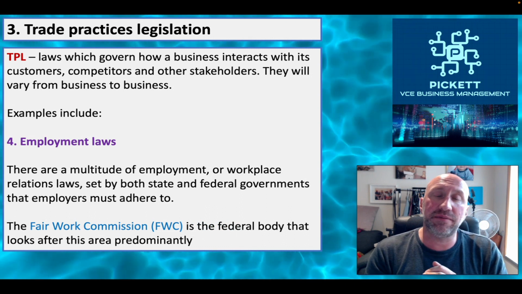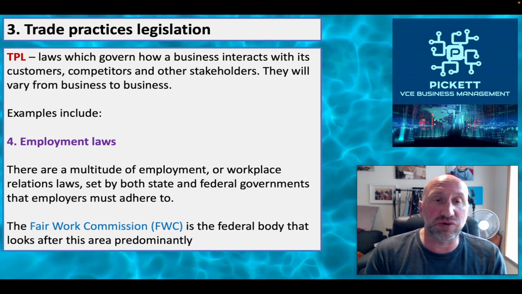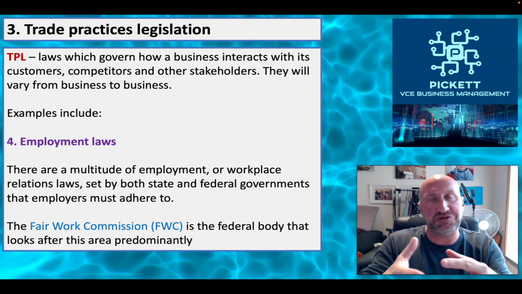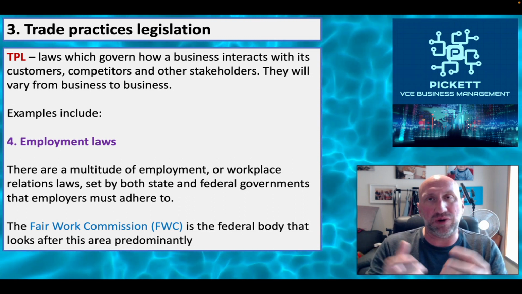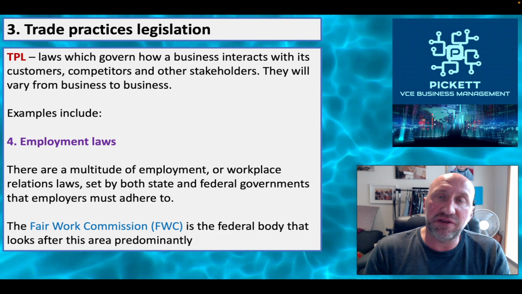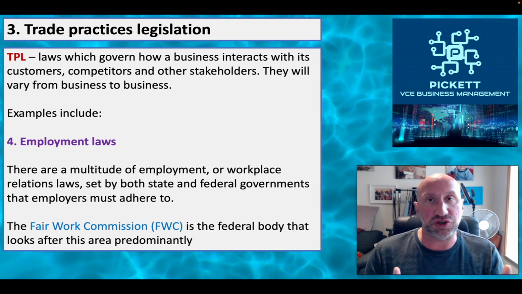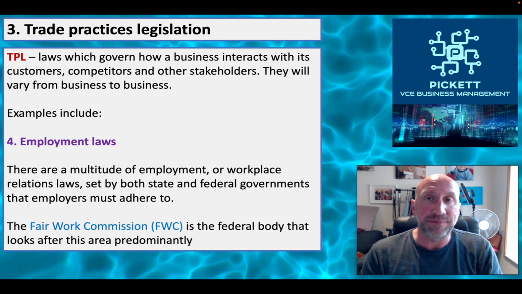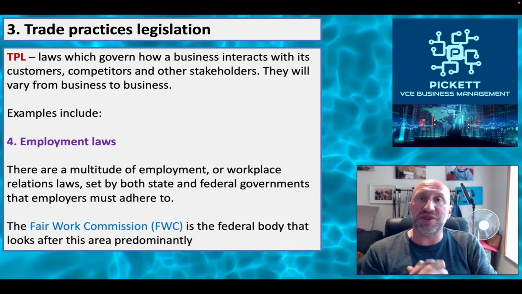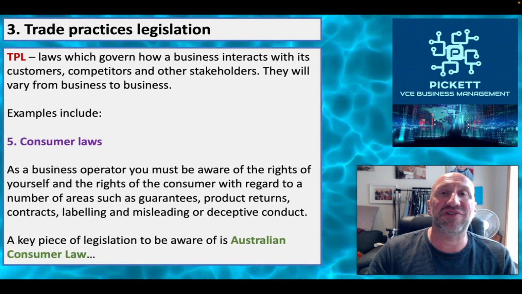Fourth one, employment laws. Okay, so there's a multitude of employment or workplace relations laws set by both state and federal governments, and all employers must adhere to these. So this is not industry specific. All employers have to adhere to this set of employment laws. Again, if you've got a small business and you're going to start employing people, you need to be aware of what you can and can't do in relation to the employment of those people. And it is the Fair Work Commission, the FWC, that is the federal body that looks after this area of law predominantly.